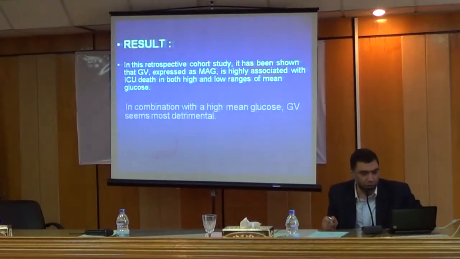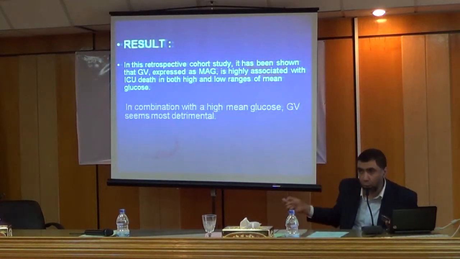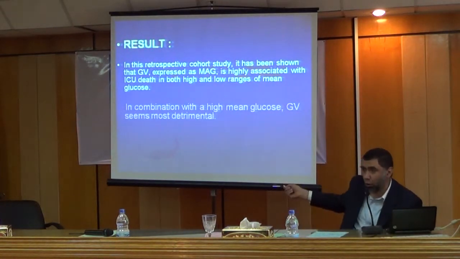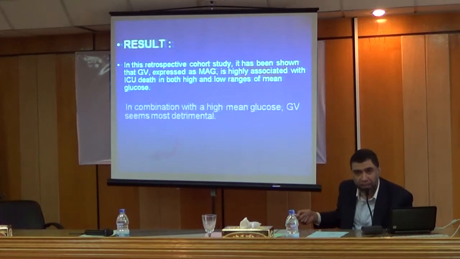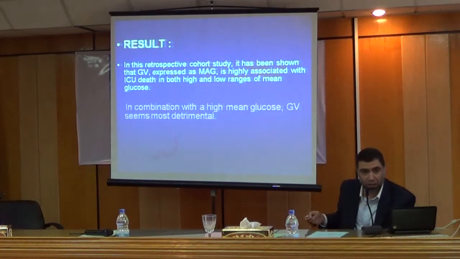In this retrospective cohort study, it has been shown that glucose variability is highly associated with ICU death in both high and low ranges of mean glucose. In combination with a high mean glucose, glucose variability seems most detrimental. This is very important because it will give you the background of the philosophy that will be followed later on how to manage diabetes, because this variability is one of the hallmarks of the insulin sliding scale. I think we are still using it on a larger scale.